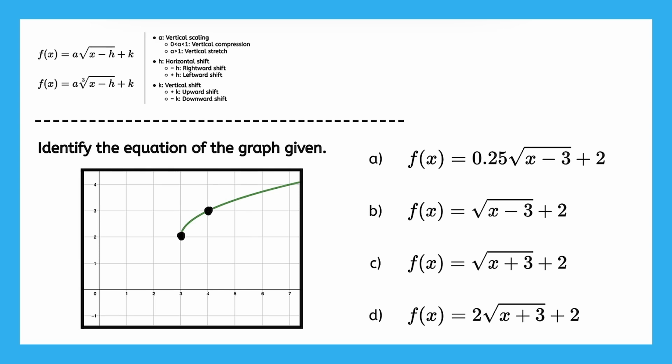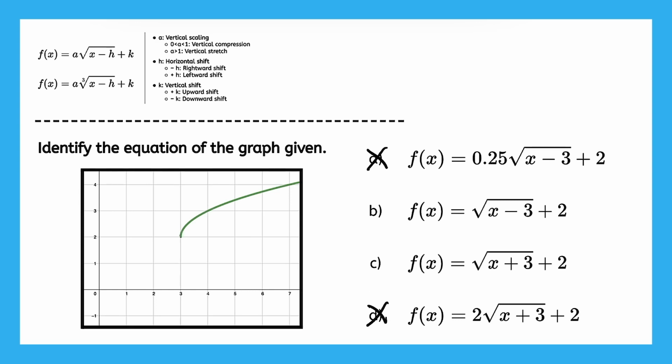Now, if you didn't already pause to try this yourself, make sure to pause it before I continue. All right, because we know that this has not been scaled, it has not been stretched or compressed, we can eliminate any options that have a value for A that is not 1. So here we have 0.25 for A, and here we have 2 for A. So the answer could not be A or D. Now let's choose between B and C. Which one does it need to be?